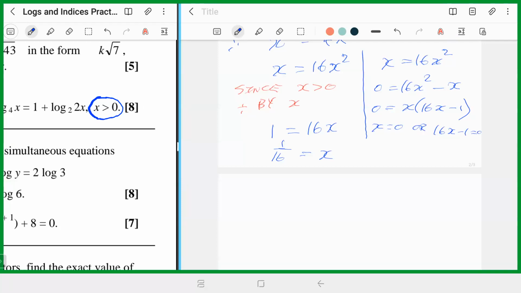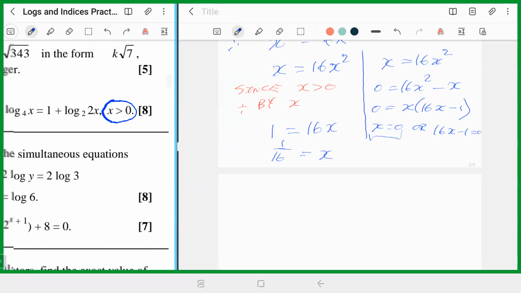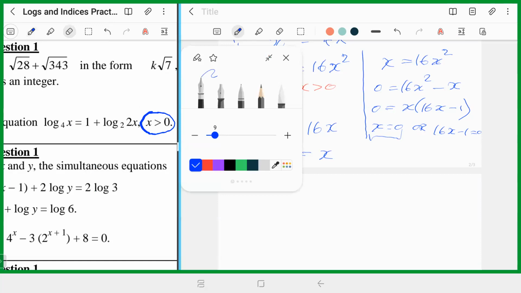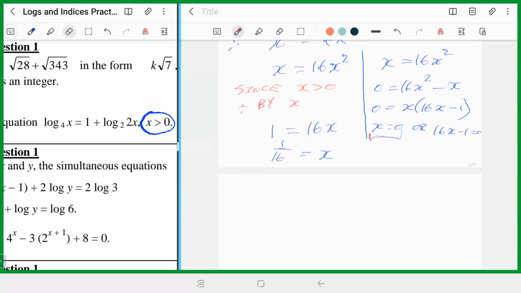So this x equals 0 is an answer now. We can't accept it. It's not valid, because they told us here that x must be greater than 0. In addition to that, another reason why you can't accept 0, because this now is asking you to find the log of 0 if x is 0, but you can't find the log of 0. So whichever way you take it, you cannot accept this answer. So this one would not be valid.